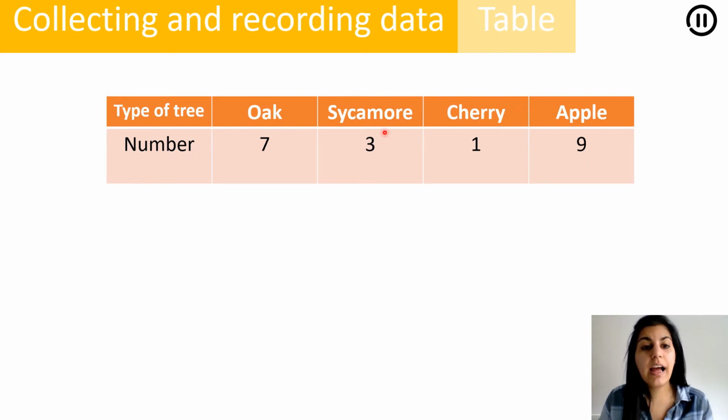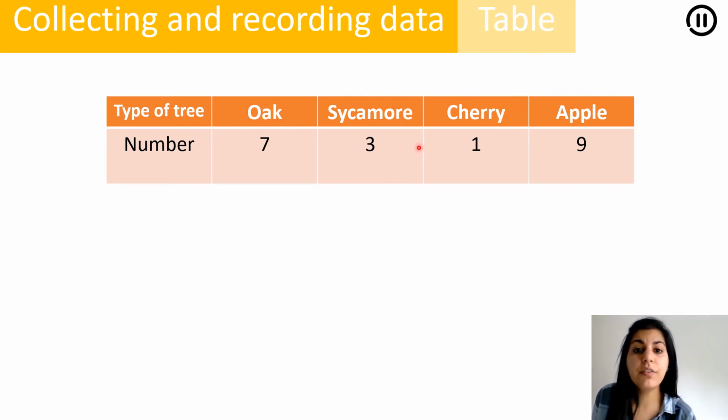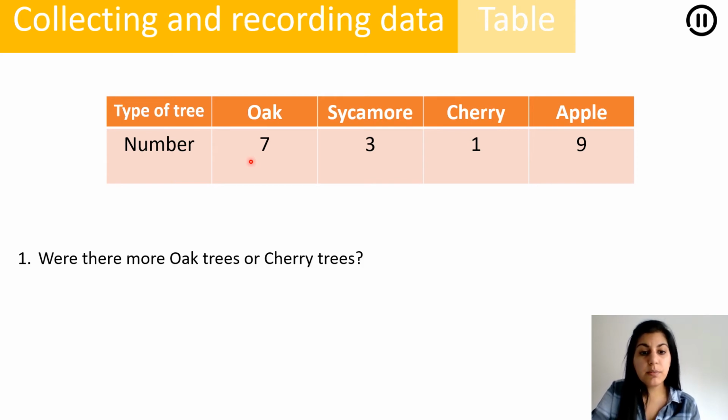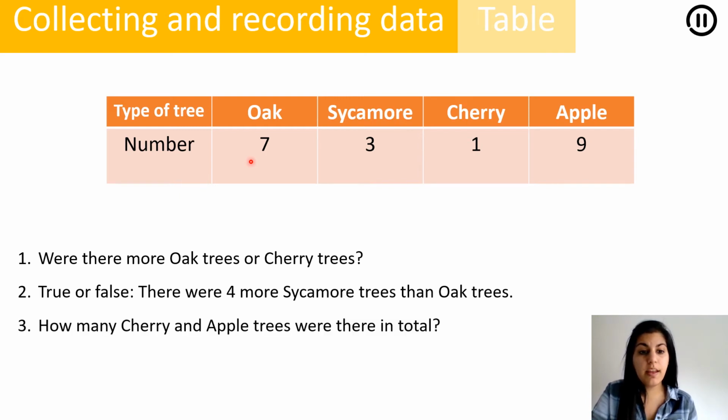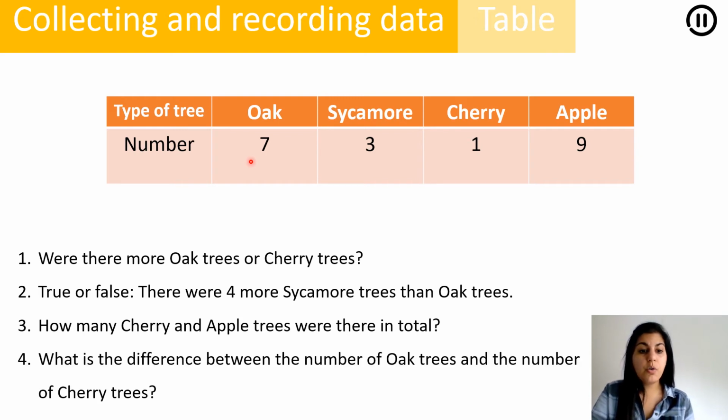Now it's your turn. I've collected some more data on this slide and I've recorded it in a table. This time I looked at the number of different types of trees I could find in the park. There are some questions at the bottom which I'd like you to have a go answering. So were there more oak trees or cherry trees? True or false? There were 4 more sycamore trees than oak trees. Number 3, how many cherry and apple trees were there in total? And number 4, what is the difference between the number of oak trees and the number of apple trees?